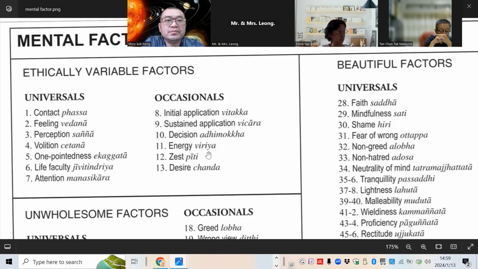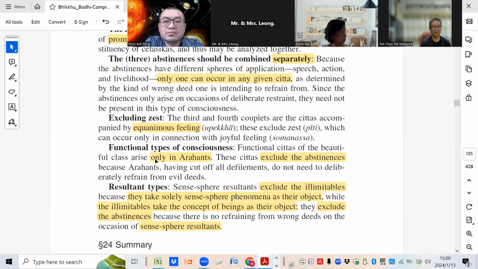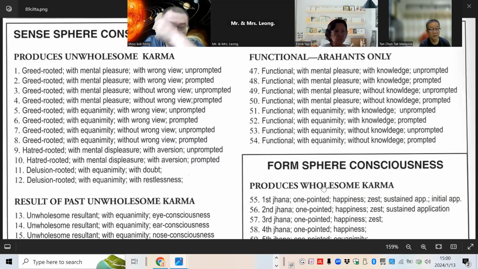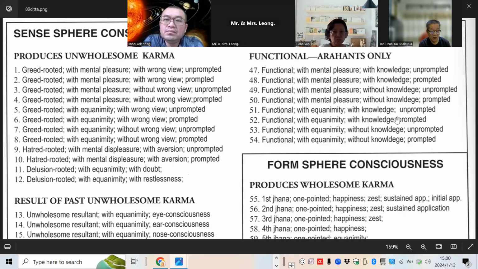So this is why in that calculation we won't let the zest appear in the calculation, for the third and fourth couplet. All right, then take a look here. If you talk about the functional type, the functional type only appeared in the Arahant. What does it mean? For example, class, take a look here. You see, this is the functional appeared with the Arahant.